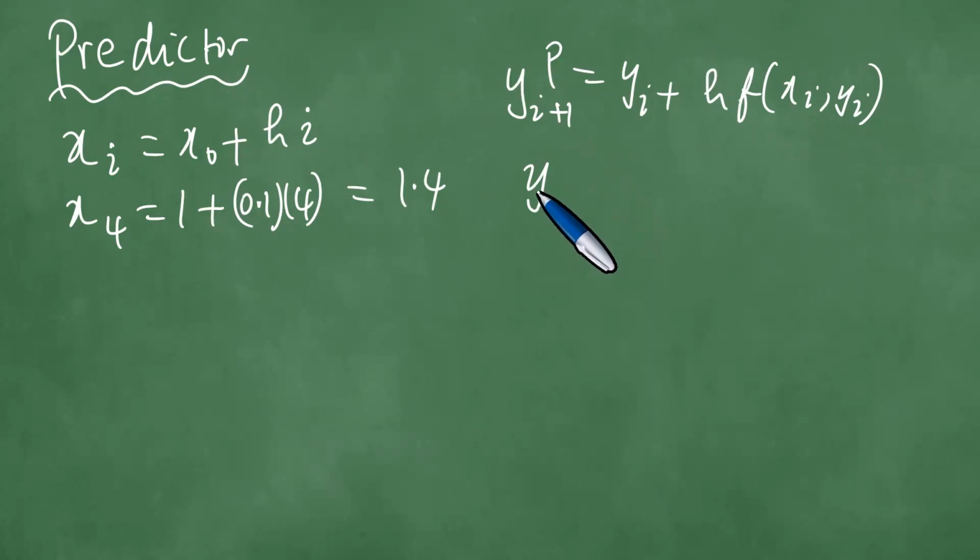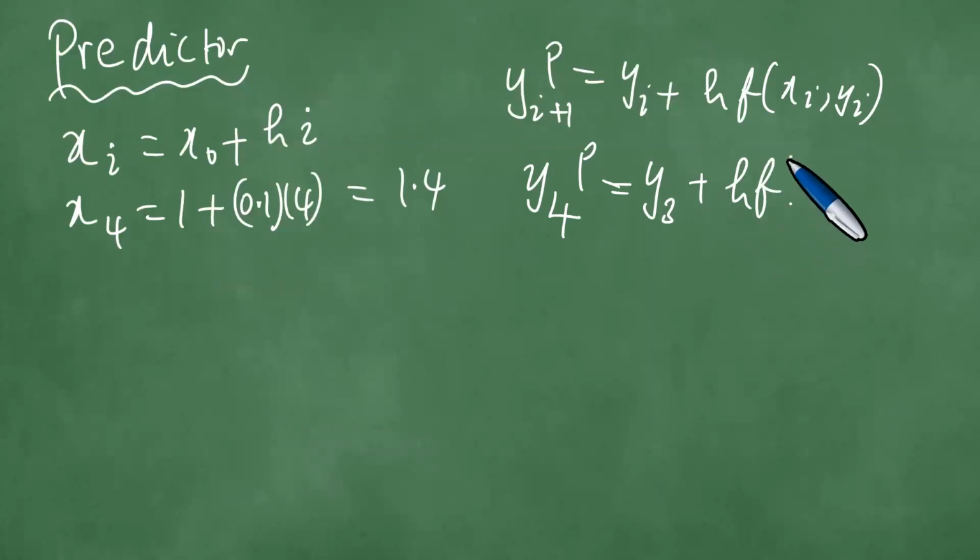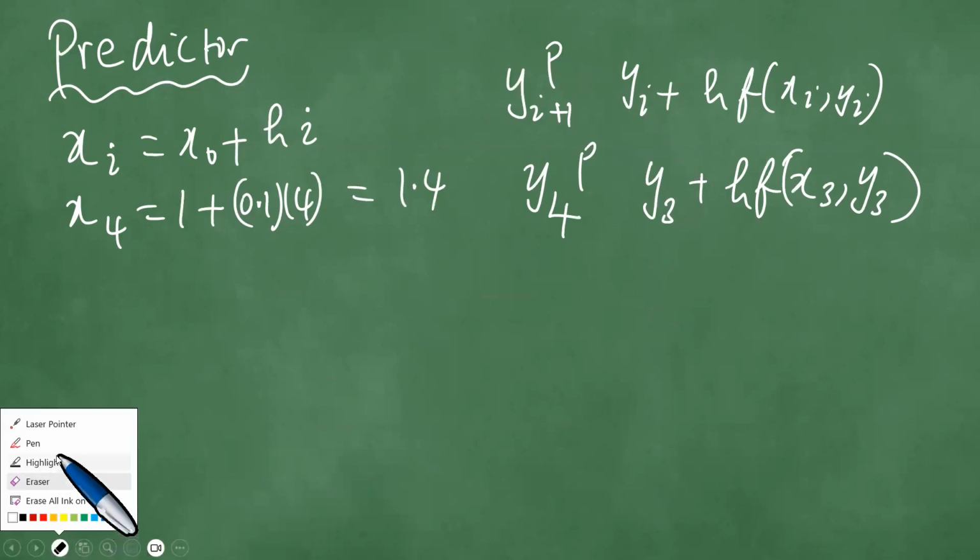What is the next thing that you're going to get? We want to get y4, because you got y3. So if you're getting y4 here, the predictor, it means i is 3. All right, we're continuing.